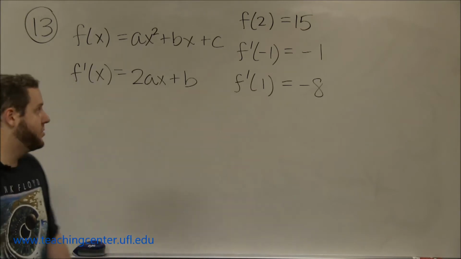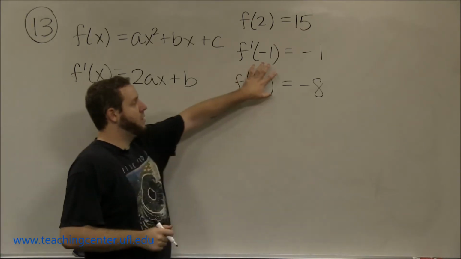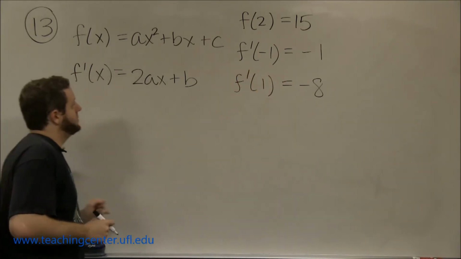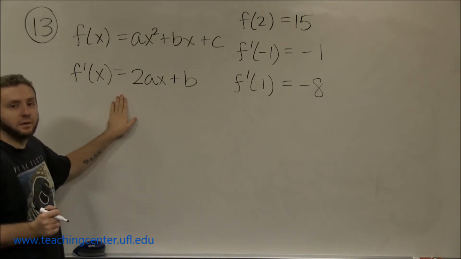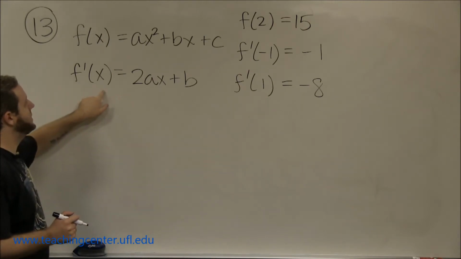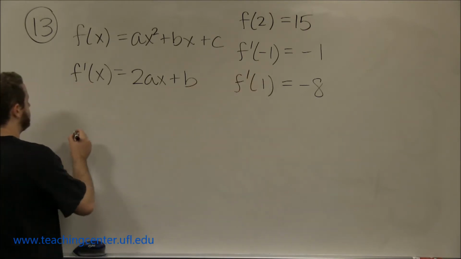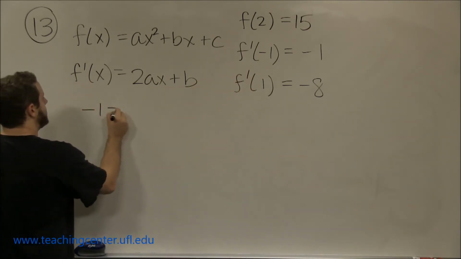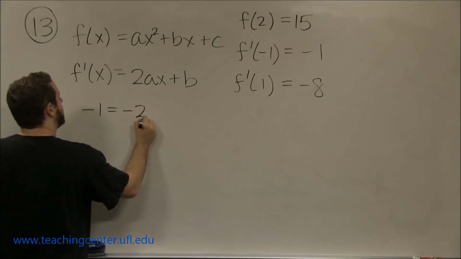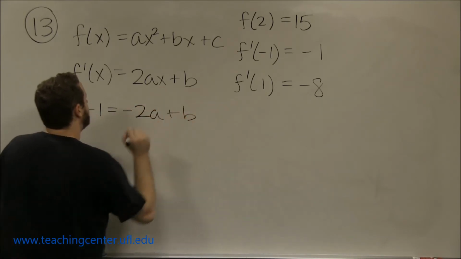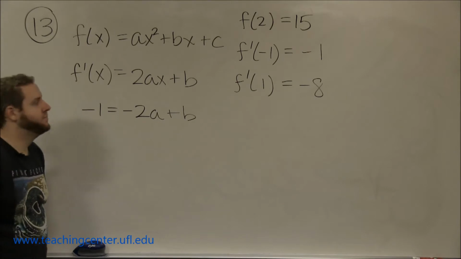So we have 3 points, 2 of which, though, are on the derivative. So now we just use that right here. This tells us if we plug in -1 for x, it has to equal -1. So let's try that. So -1 equals, if x is -1, this would be -2a plus b. So there's one equation that we have.